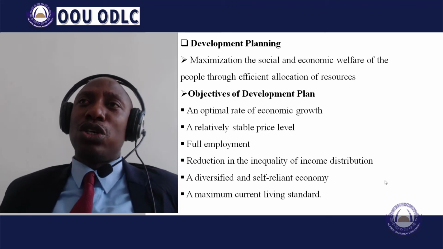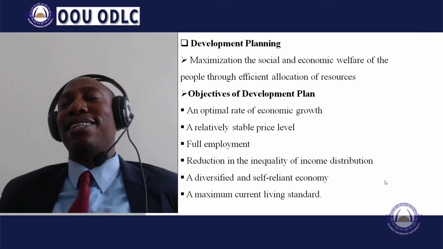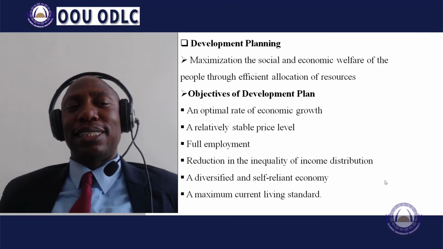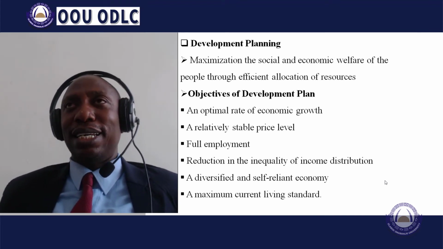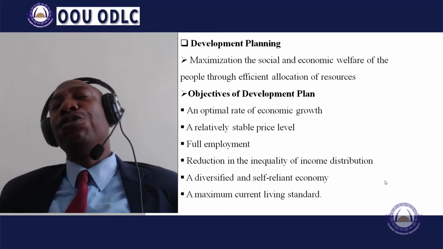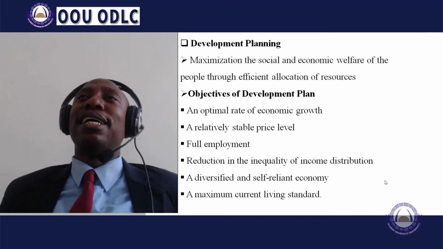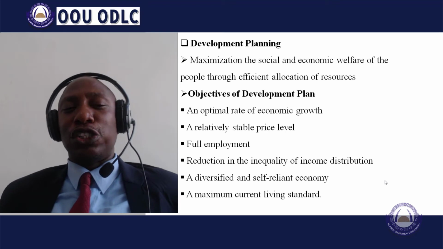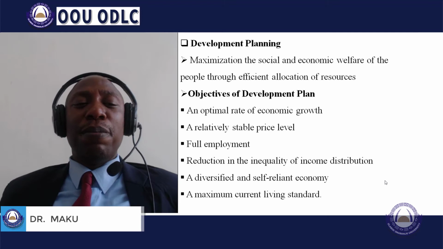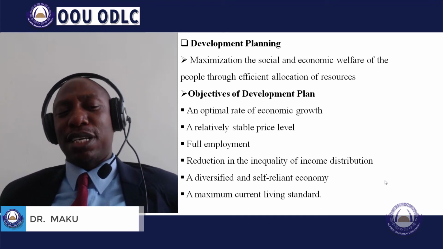That is planning. Conscious effort on how you want to manage the resources you are endowed with over a set period of time to be able to achieve a number of goals. That is what is called development planning. You want to develop. So in the course of trying to develop, you want to improve on the allocation, distribution, as well as the utilization of the resources at your disposal. So development planning is a maximization of the social welfare of the people through efficient allocation of resources. Conscious effort to plan ahead of time.